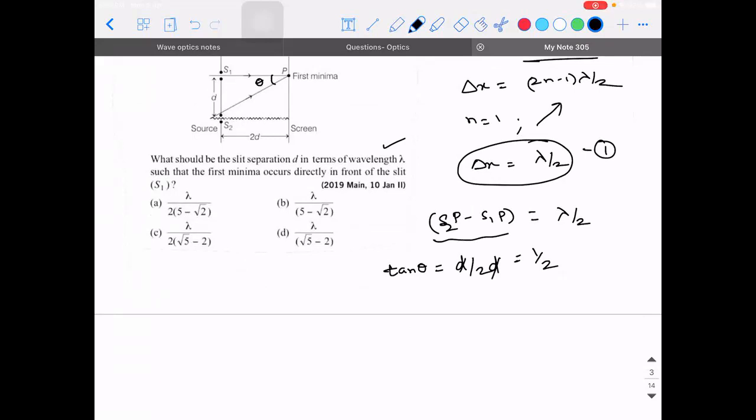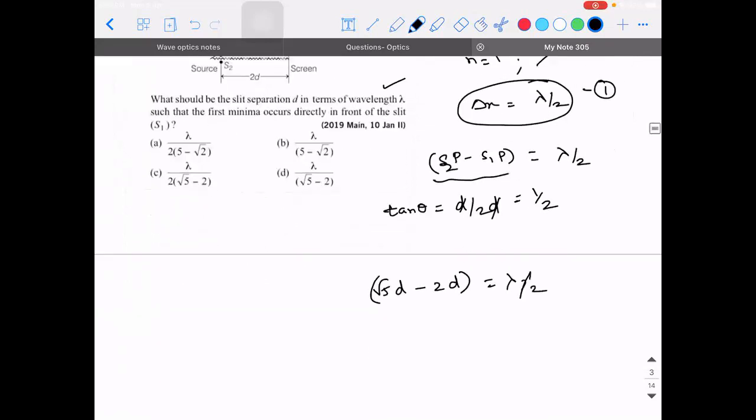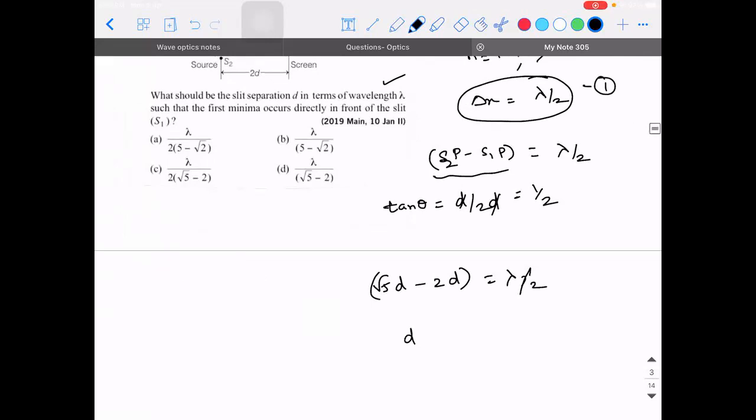Sir, we can use the Pythagoras theorem. So that is root 5 d minus 2d, equal to lambda by 2. The answer has come. Is there an option? Yes, sir. That's it. Lambda divided by 2 into root 5 minus 2. That's the answer.